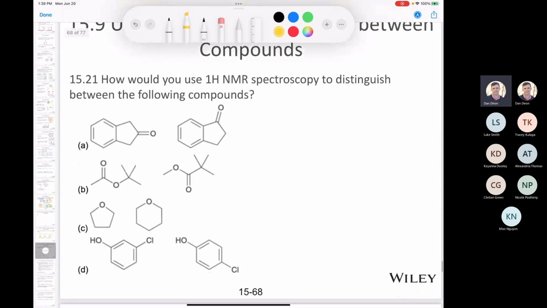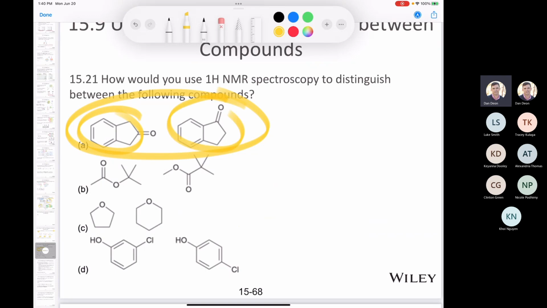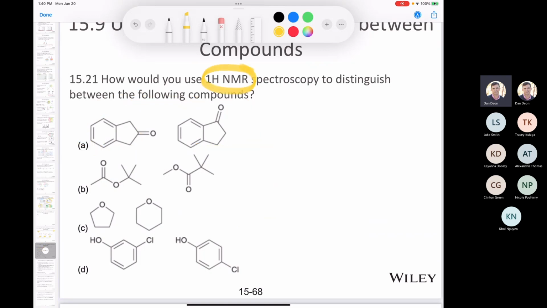Let's take a look at a question. This is 15.21. How would you use proton NMR to distinguish between the following compounds? Let's imagine you're working in a lab and somebody gives you 2 jars and they have 2 clear colorless liquids in them. And one of them is this compound, the other one's this compound, but you don't know which is which, right? Let's say the labels fell off or something. How would you distinguish between these two? You could run a proton NMR on both of these and you could distinguish between them in seconds.